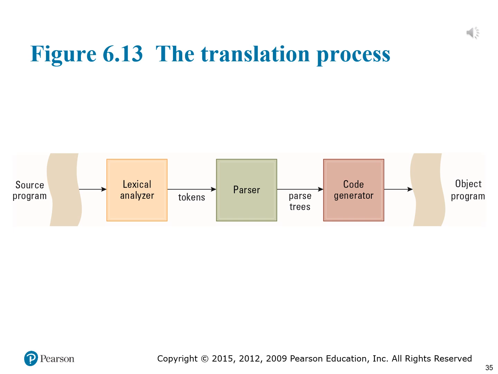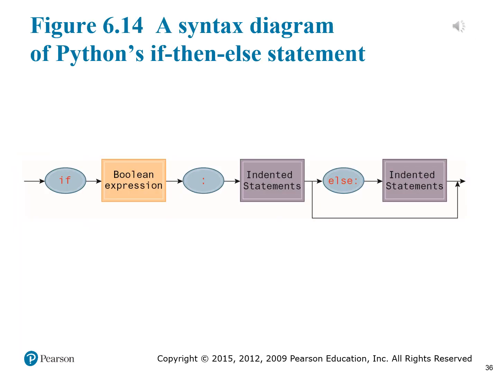Let's look at some examples. This figure shows a syntax diagram of the if-else statement from Python. This diagram indicates that an if-else structure begins with the word if, followed by a Boolean expression, followed by a colon, followed by indented statements. This combination might or might not be followed by the word else, a colon, and indented statements.